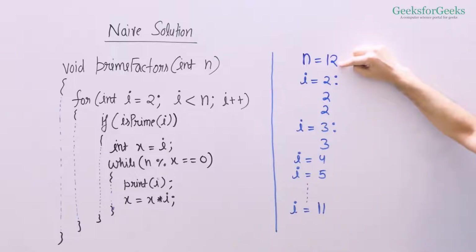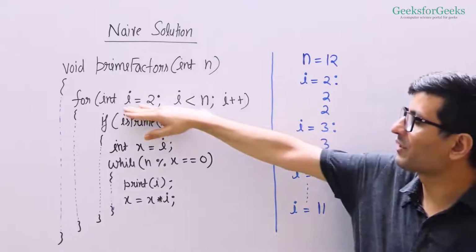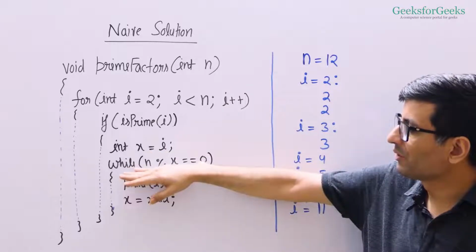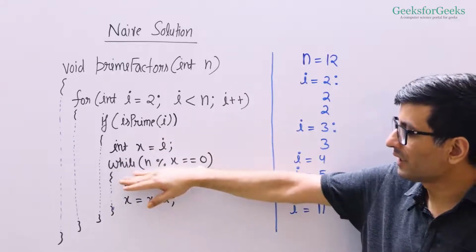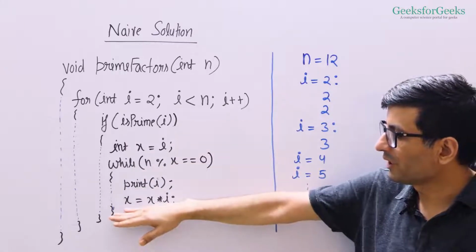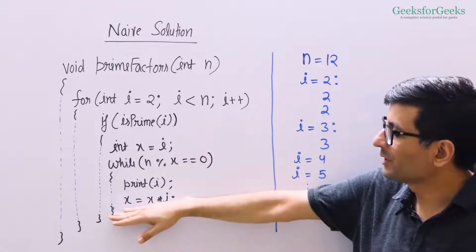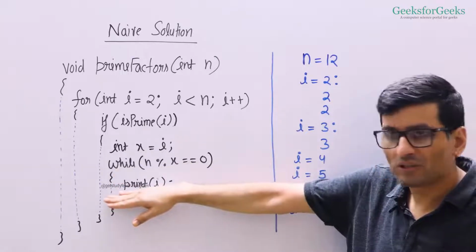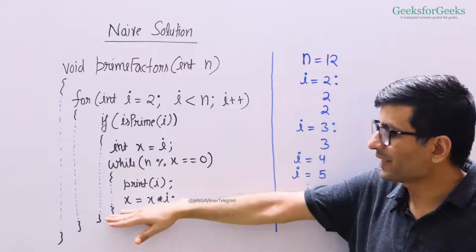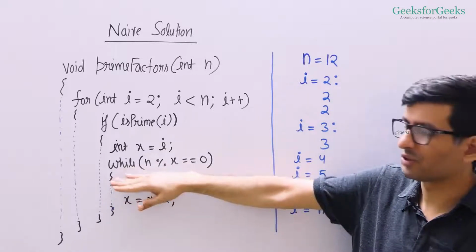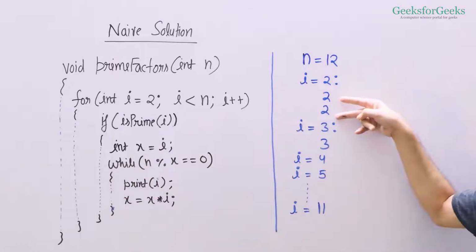So for n equal to 12, we'll begin the loop for i equal to 2. We'll see that 2 is prime, right? And what we'll do, we'll initialize x equal to 2, and n is divisible by 2. So we'll print 2. And then we will make x equal to 4. Then we will check n is divisible by 4, yes. So we will print 2 one more time, and we will make x equal to 8. Now n is not divisible by x, so we will stop here. So we will print 2 2 times.